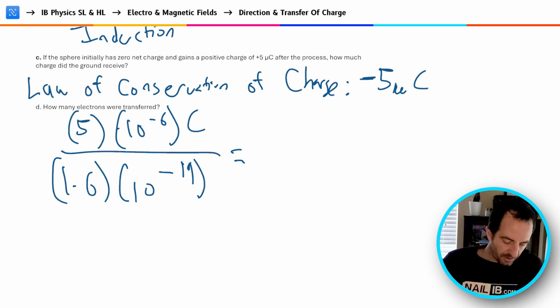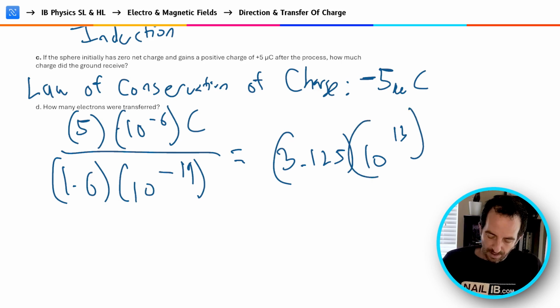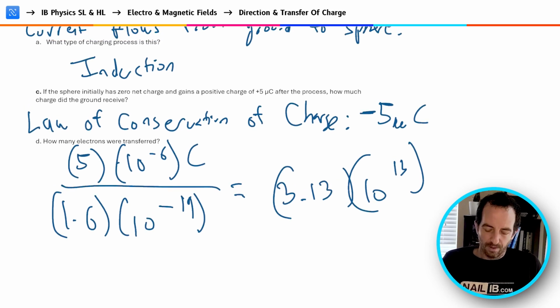So the answer comes out to 3.125 times 10 to the 13 electrons. Let me get this to my significant figures. It should be 3.13 times 10 to the 13 electrons in that charge transfer. The basic idea here is that you can only transfer multiples of that fundamental electric charge, which is given to you as a constant in your data booklet.